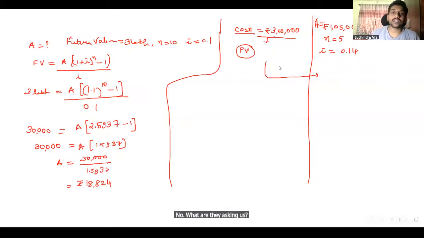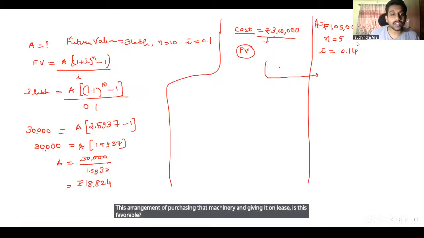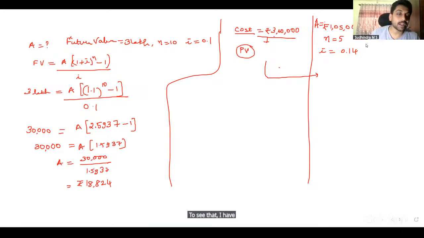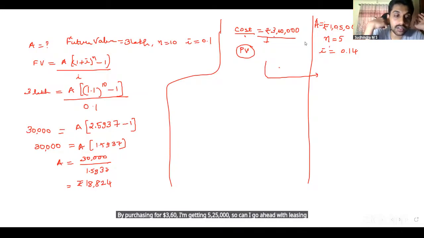Now, what are they asking us? This arrangement of purchasing that machinery and giving it on lease, is this favorable? To see that, I have to compare the cost with the lease rent that we get, and accordingly see whether it is a profitable venture or not. So here 1,05,000 into 5, how much do I get? I get 5,25,000. By purchasing for 3,60,000, I am getting 5,25,000. So can I go ahead with leasing directly with that comparison?